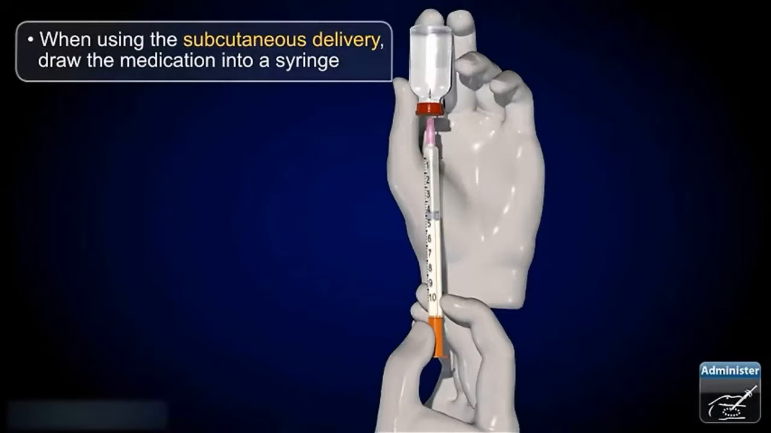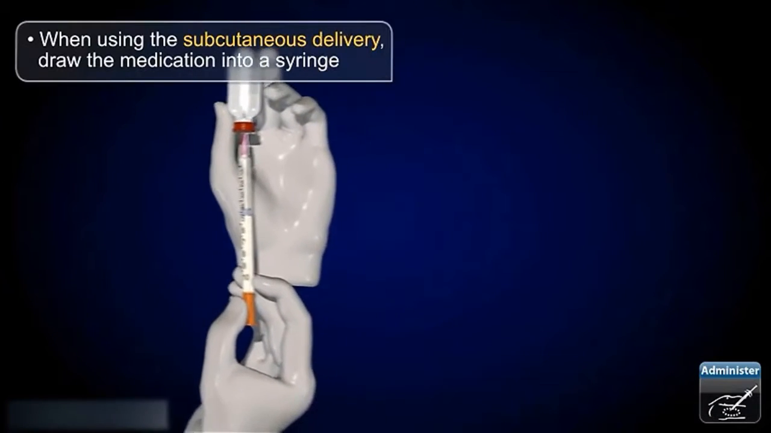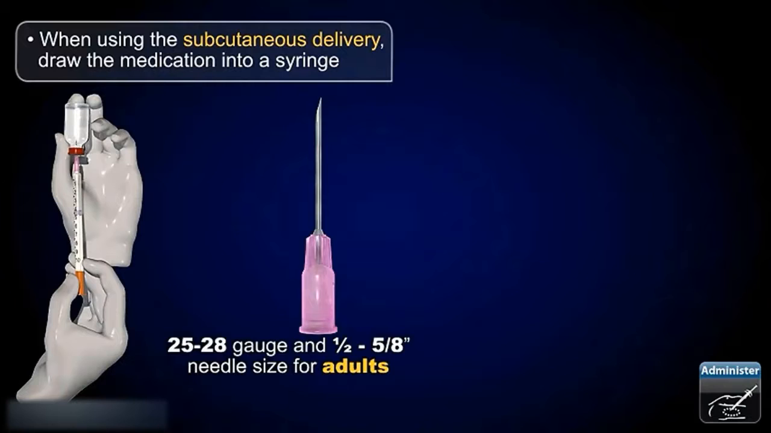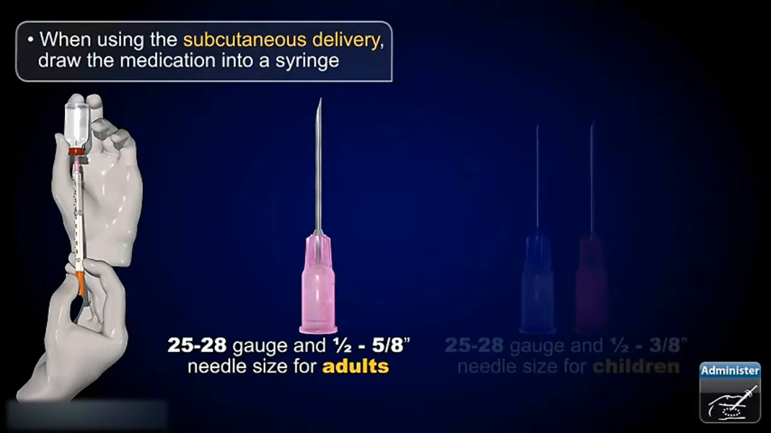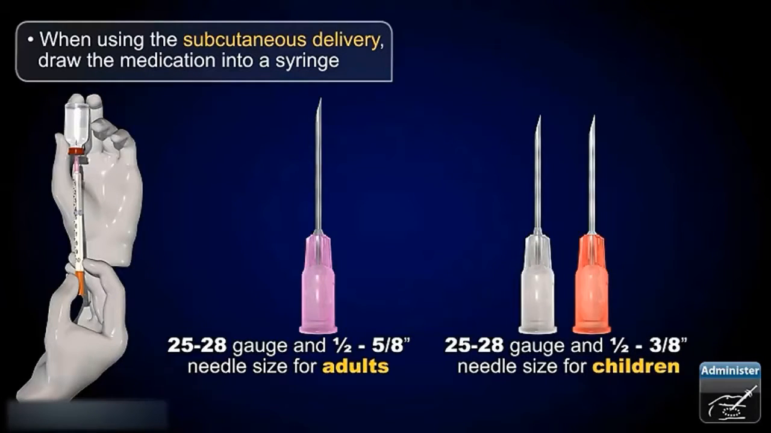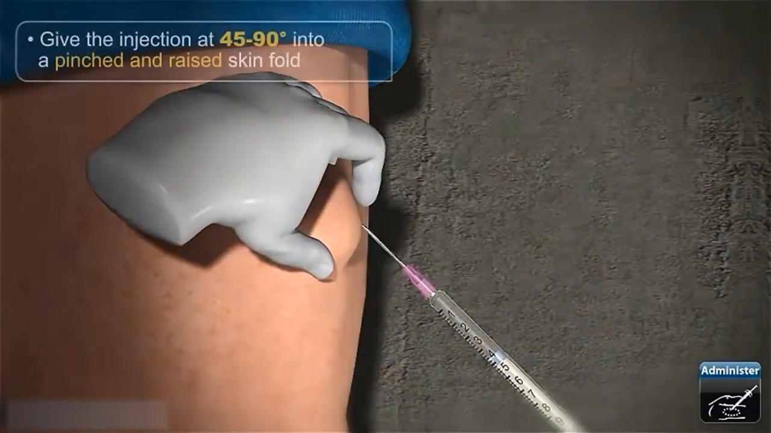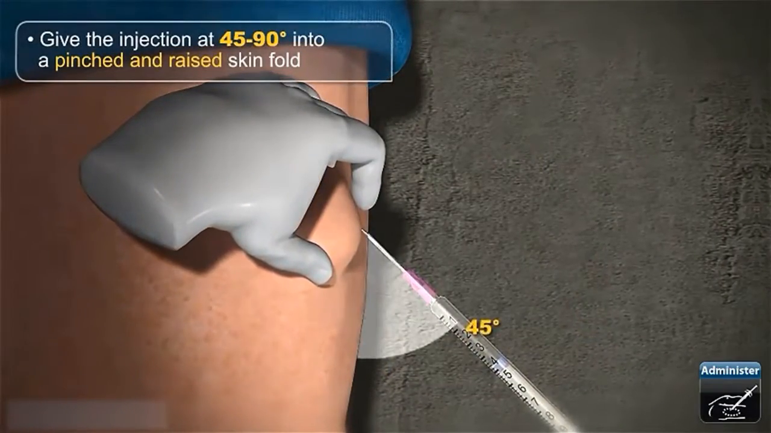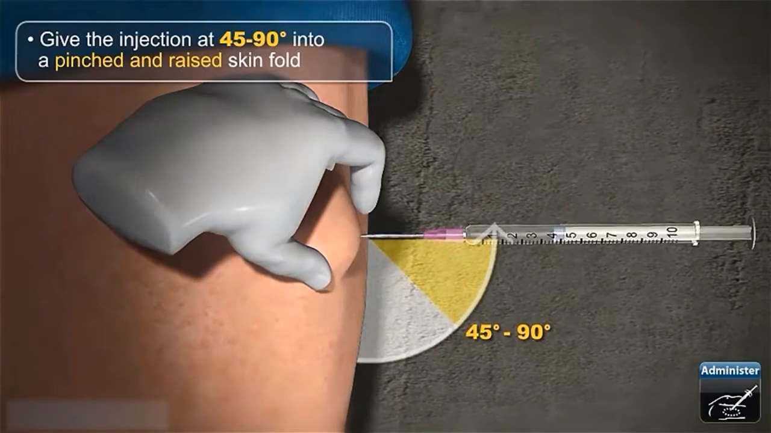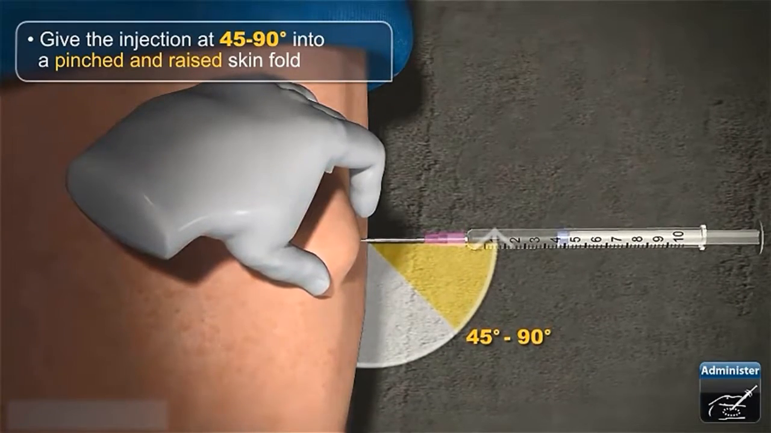When using the subcutaneous delivery, draw the medication into a syringe utilizing a 25 to 28 gauge and a 1/2 to 5/8 inch needle size for adults and a 25 to 28 gauge and 1/2 to 3/8 of an inch for children. Give the injection at a 45 to 90 degree angle into a pinched and raised skin fold.